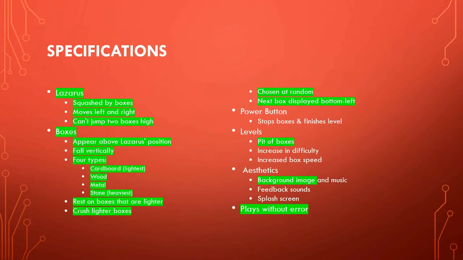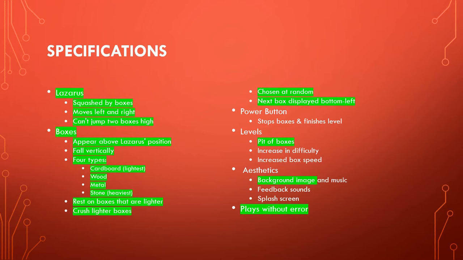So far with our tutorial series, we've completed the Lazarus object, which squashes by boxes and jumps left and right, but can't jump if there are two boxes high. We've created the boxes object, the whole range of them: the cardboard, the wood, the metal, and the stone. The boxes appear in the bottom left-hand corner, and then will appear above Lazarus and will move, falling down. We have created a pit of boxes. We've got a background image there, and we've had to correct a few errors along the way and test it and make sure there's no errors.